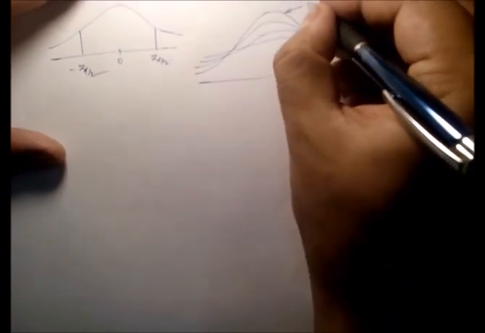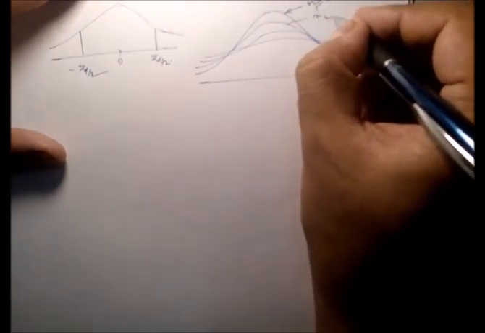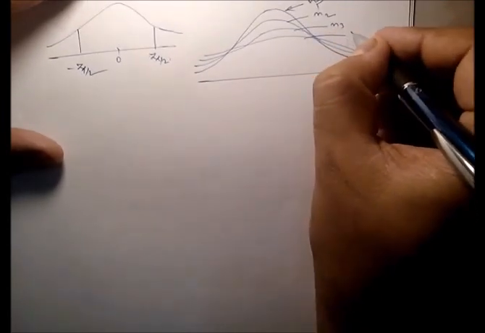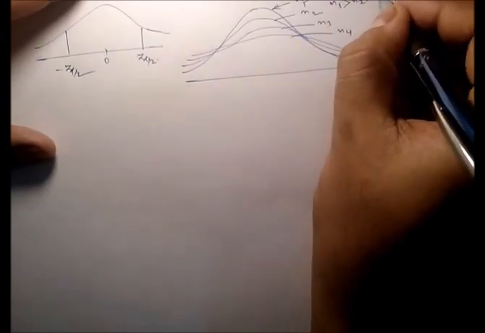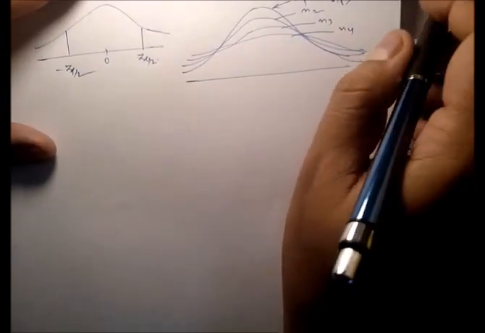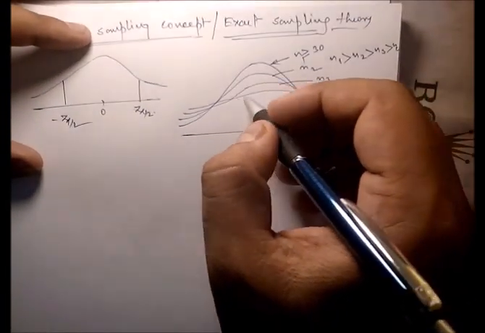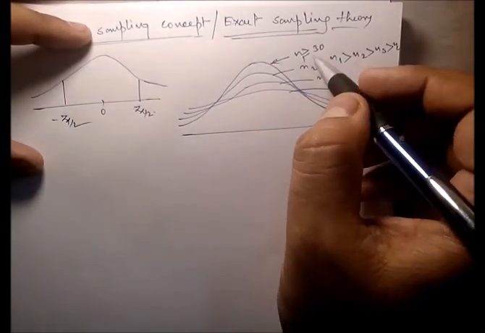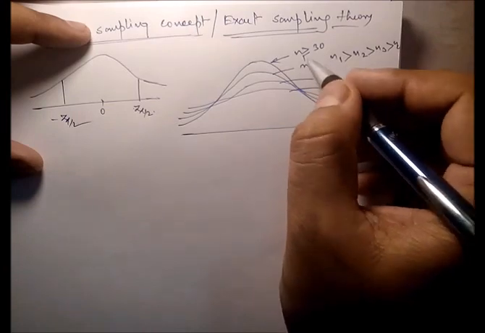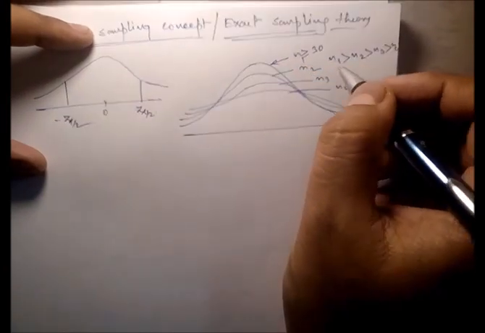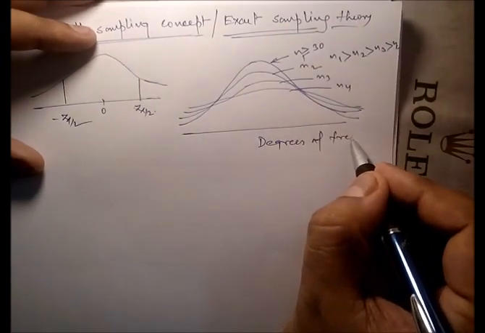So this one, n1, is greater than or equal to 30, so it's a normal curve. Now assume n2, n3, n4. So the size of n1 is greater than n2, greater than n3, greater than n4, and so on. If the size increases, then the thickness will increase. If the sample size decreases, the thickness will also decrease. So n1, n2, n3, n4 are called degrees of freedom.